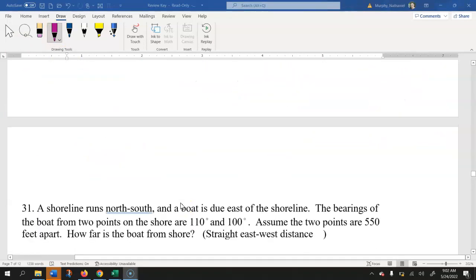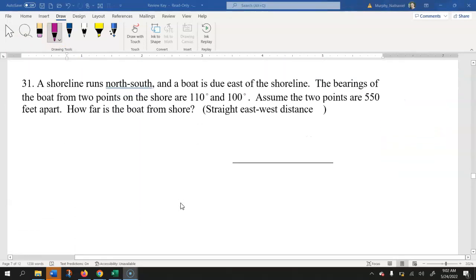All right, let's look at this last problem, number 31. It says a shoreline runs north and south and a boat is due east of the shoreline. The bearings of the boat from the 2 points on the shore are 110 degrees and 100 degrees. Assume the 2 points are 550 feet apart. How far is the boat from the shore?